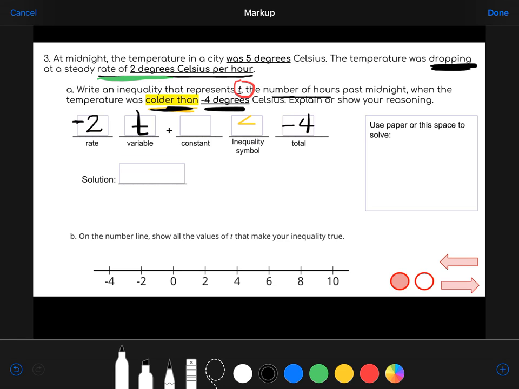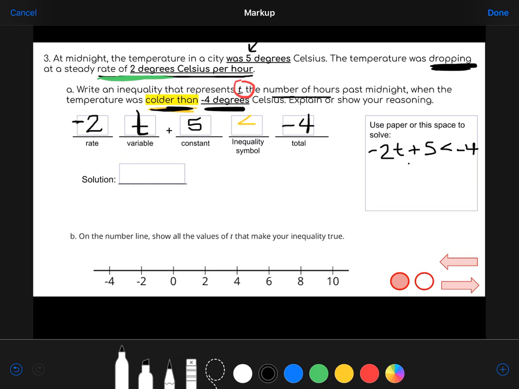And then lastly is my constant. That's the starting temperature, and that would be 5 degrees. So that's the last number that we have in the problem, 5 degrees Celsius. So now what I need to do is solve the inequality in order to graph it. So I have negative 2t plus 5 is less than negative 4.